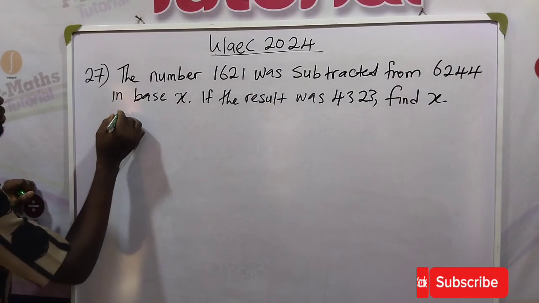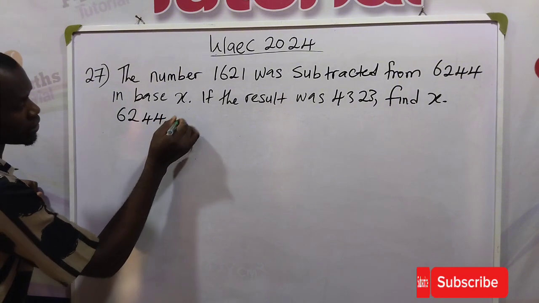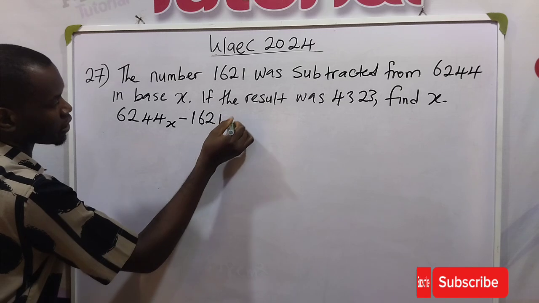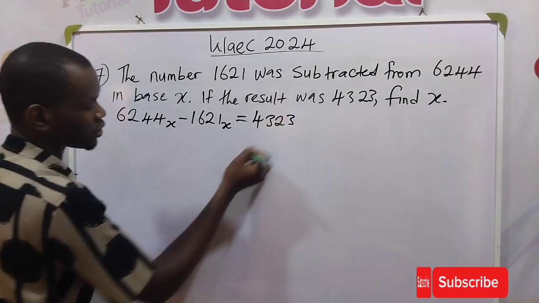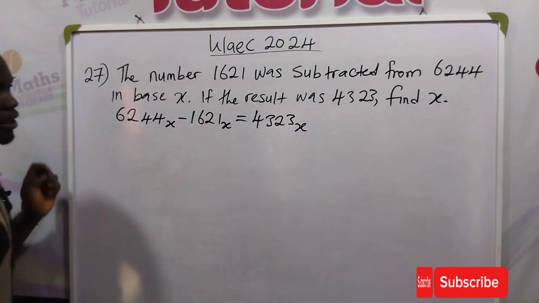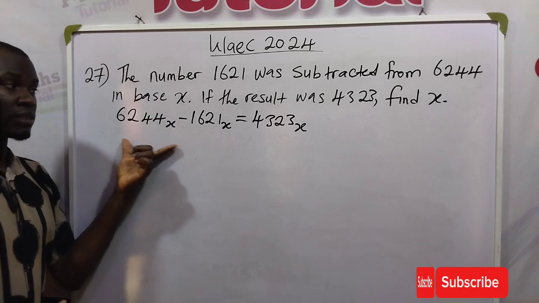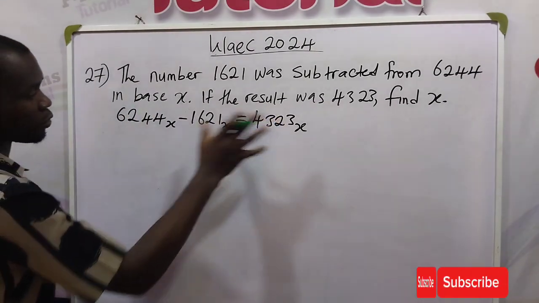Let's simplify this. We have that 6244 in base x subtracts 1621 in base x, and the result will give us 4323. If you operate in base x, of course, the solution will also be in base x. Now, you know how to expand a number base. We are going to use our base to expand everything completely.